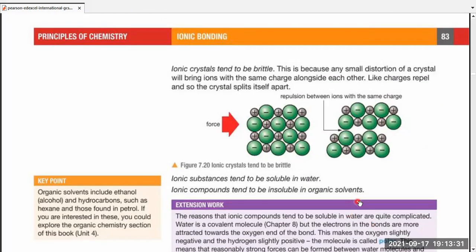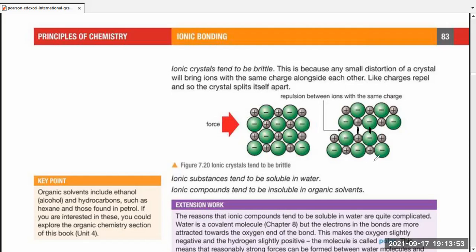Ionic crystals tend to be brittle. This is because any small distortion in a crystal will bring the ions with the same charge alongside one another. As you can see, the positive ions are now in front of positive ions and the negative ions are in front of negative ions. So the charges repel each other and the crystal splits itself apart.